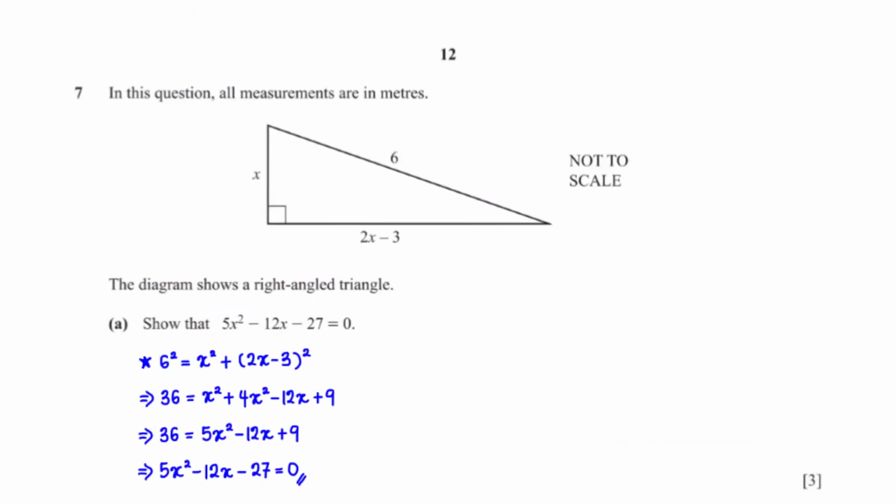In this question, all measurements are in meters. The diagram shows a right-angled triangle. Show that 5x squared minus 12x minus 27 equals 0.